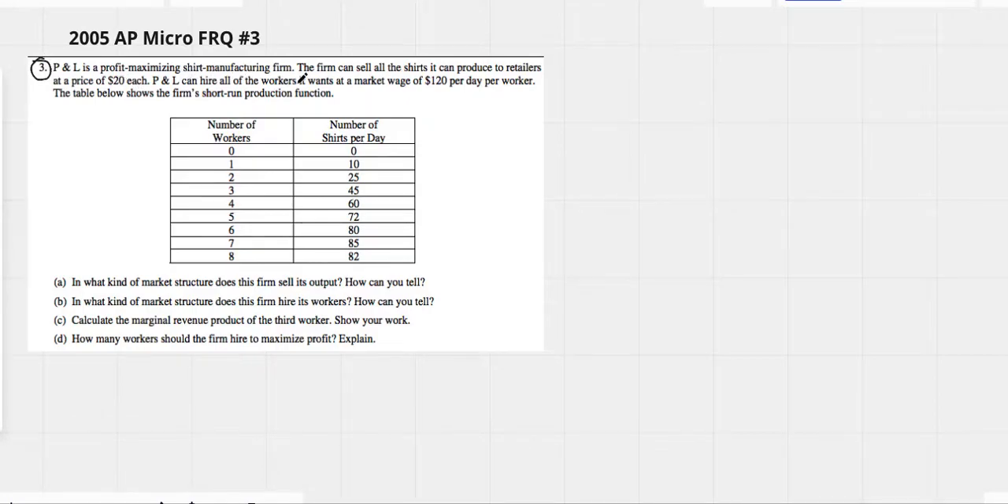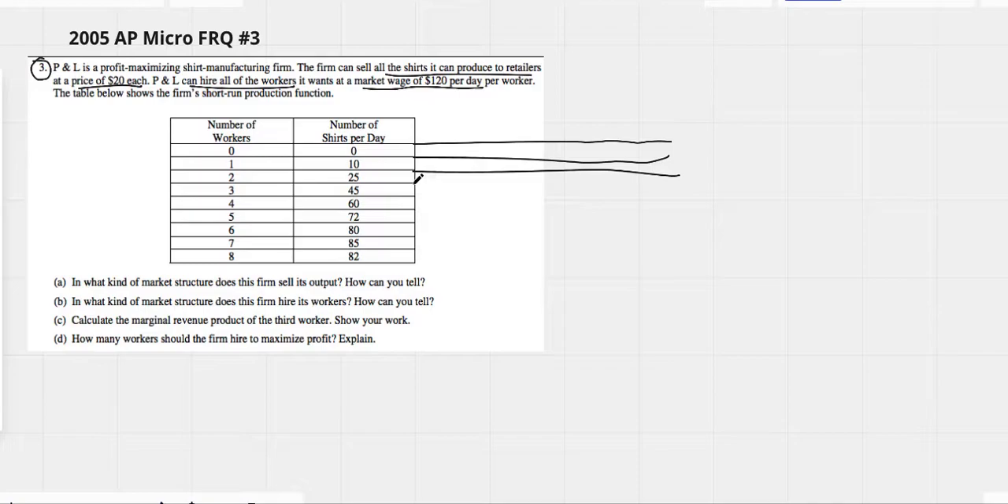P&L is a profit maximizing shirt manufacturing firm. The firm can sell all the shirts it can produce to retailers at a price of $20. It can hire all the workers it wants at a wage of $120. And these are our production costs. With these, I'm always going to just draw a little table, extend it out here. I know it's badly done.